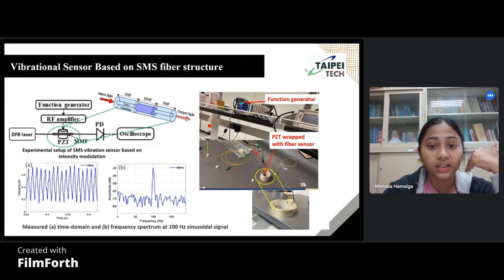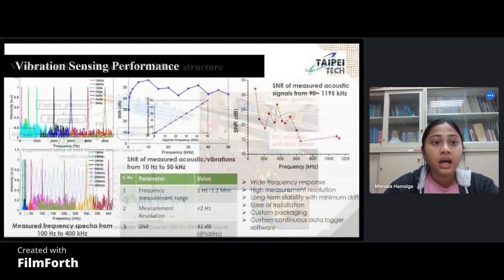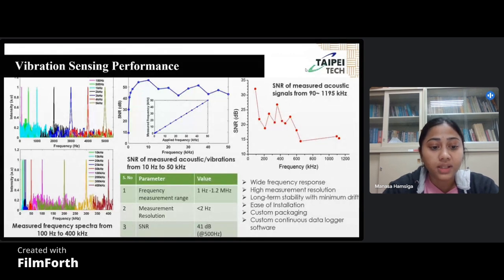In this lab, they have characterized the sensing performance based on the function generator at different frequencies. If we apply 100 hertz of frequency, the fiber will experience dynamic vibrations, and the demodulated signals look pretty good at 100 hertz sinusoidal frequency. Here is the vibration sensing performance.